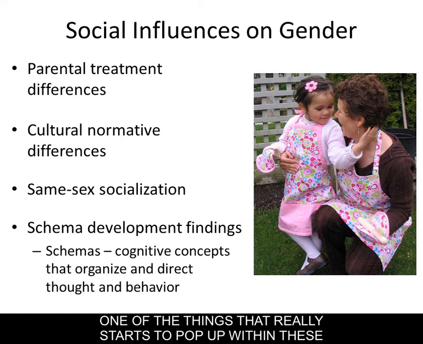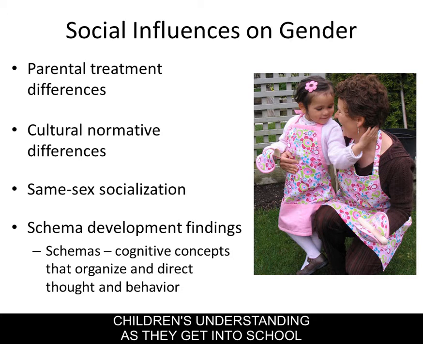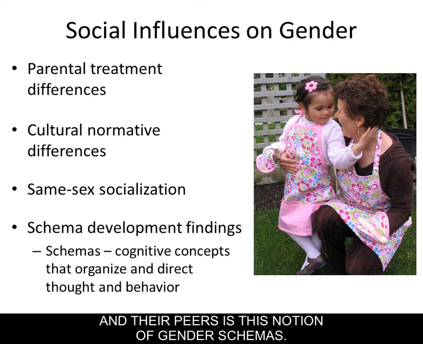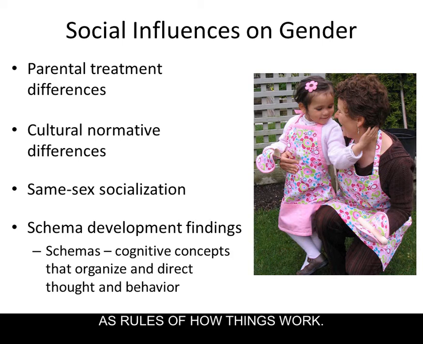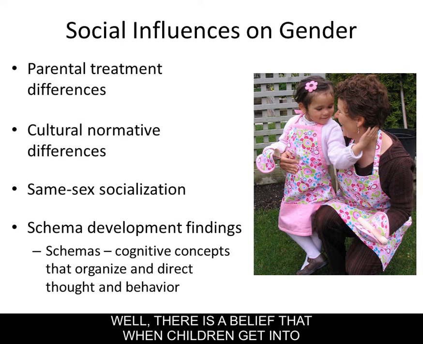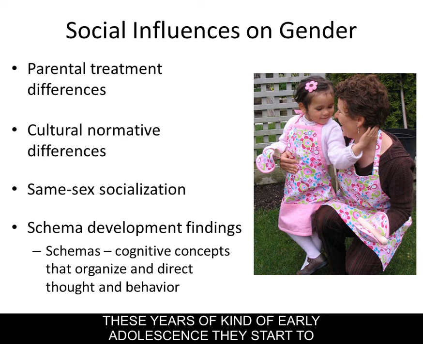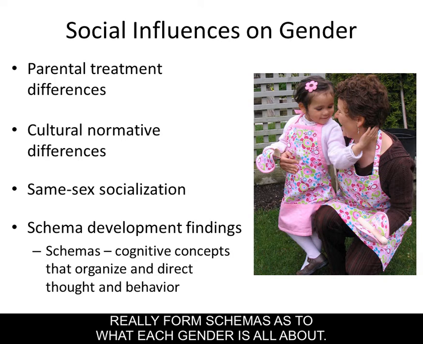One of the things that really starts to pop up within these children's understanding as they get into school and they start to learn from their environment and their peers is this notion of gender schemas. Now, remember back to Piaget, we talked about the idea of schemas as rules of how things work. Well, there's a belief that when children get into these years of early adolescence, they start to really form schemas as to what each gender is all about.